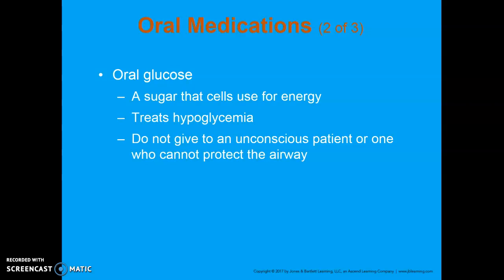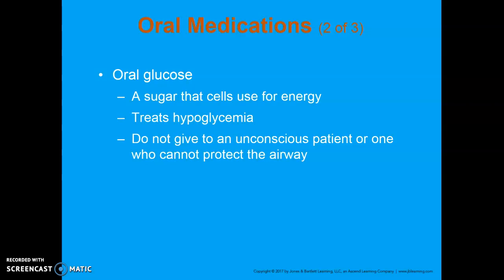Oral glucose is another oral medication that we give pretty much on a regular basis. Glucose is sugar that the cells use for energy, and it's necessary for especially brain cells to survive. Your brain, as far as food, only uses oxygen and glucose. It doesn't use anything else. So if a patient has hypoglycemia, or a blood glucose that's lower than normal, then we're going to give them oral glucose. This can be caused by not eating or taking too much insulin.